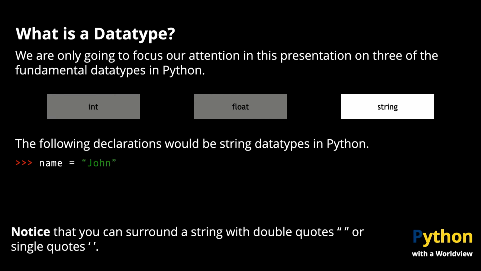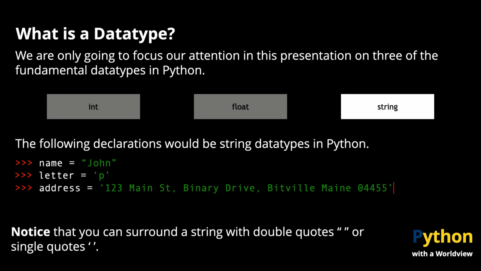Name equals John. Letter equals lowercase p. Address equals 123 Main Street, Binary Drive, Bitville, Maine, 04455.